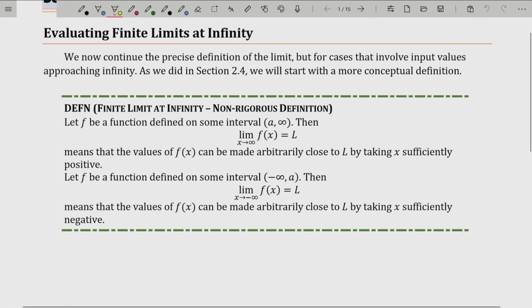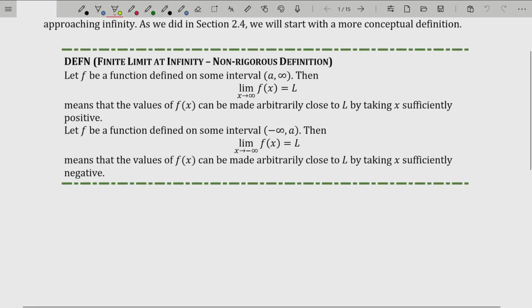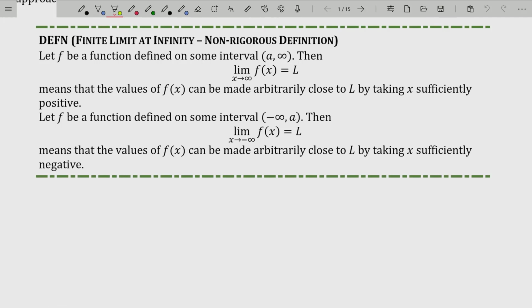Let's start again with evaluating finite limits at infinity. The definition, and this is the non-rigorous or the layperson's definition of a finite limit at infinity. We're going to let f be a function defined on some interval, some positive interval by the way, a to infinity. A technically could be negative. It's not that big of a deal. But we have a function whose domain is at least some finite number a to infinity.